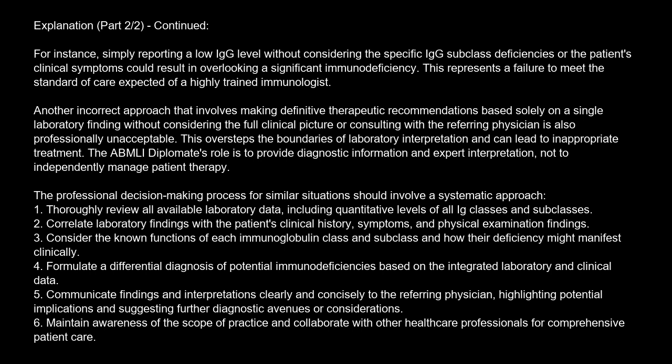The professional decision-making process for similar situations should involve a systematic approach. 1. Thoroughly review all available laboratory data, including quantitative levels of all IgG classes and subclasses. 2. Correlate laboratory findings with the patient's clinical history, symptoms, and physical examination findings. 3. Consider the known functions of each immunoglobulin class and subclass and how their deficiency might manifest clinically. 4. Formulate a differential diagnosis of potential immunodeficiencies based on the integrated laboratory and clinical data.